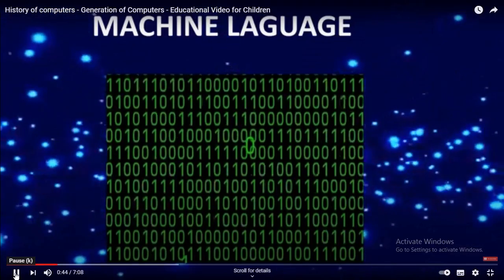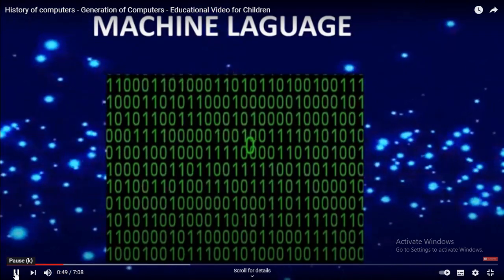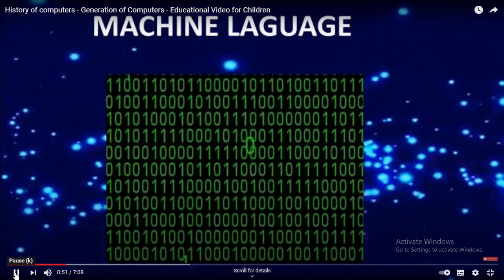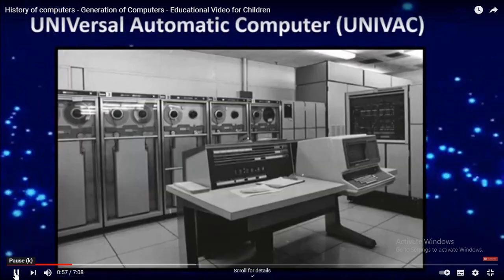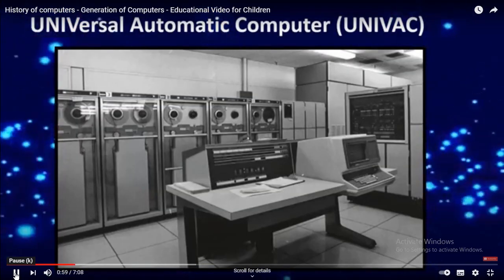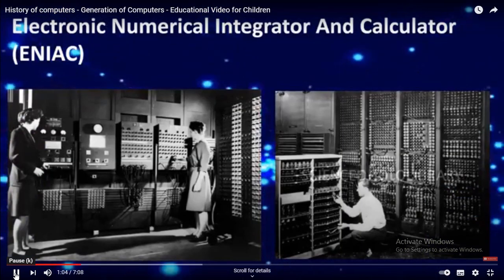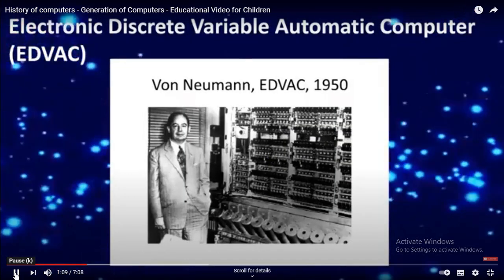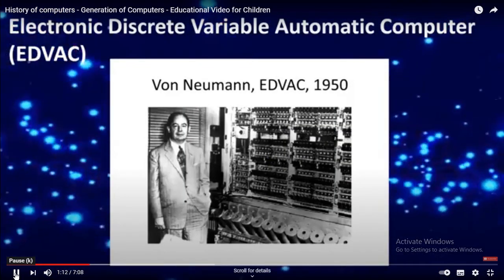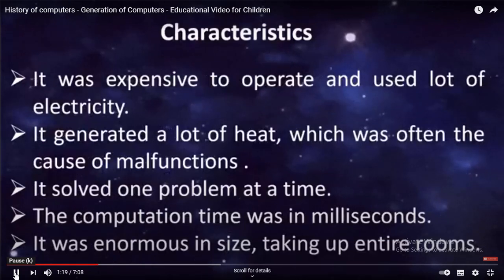In first generation computers, the instructions were written in machine language, zeros and ones. It was difficult for the users to write the instructions in machine language. Examples of first generation computers are Universal Automatic Computer, Electronic Numerical Integrator and Calculator, ENIAC, Electronic Discrete Variable Automatic Computer, EDVAC.